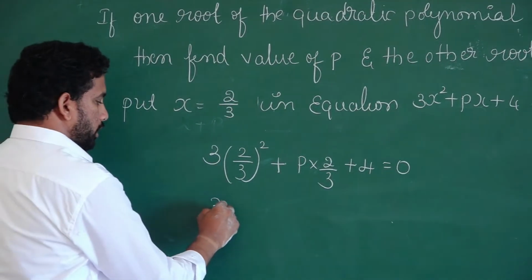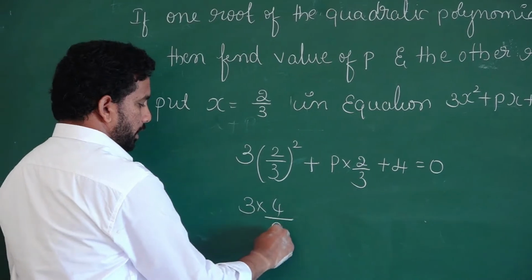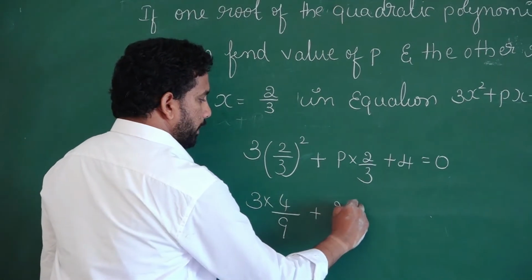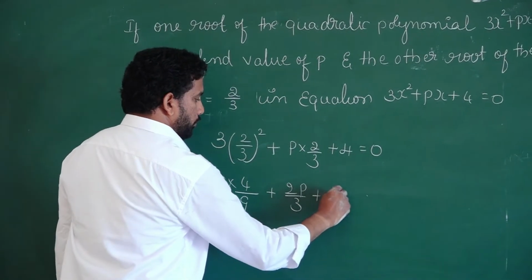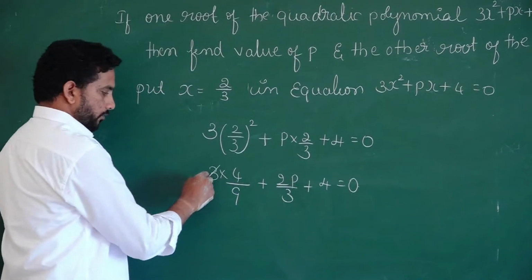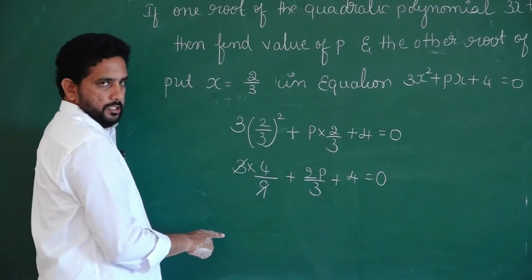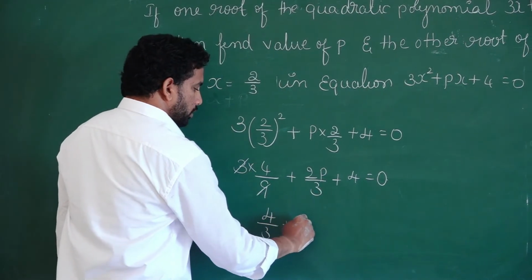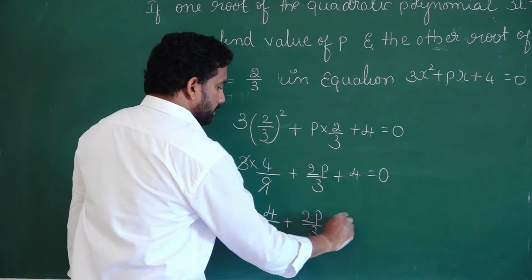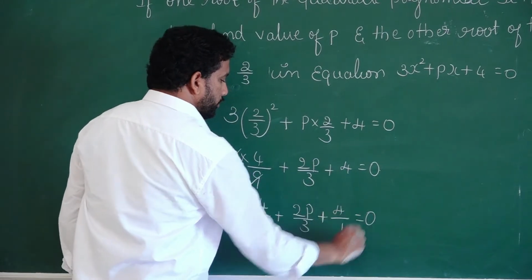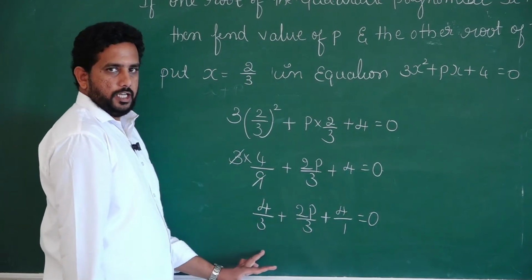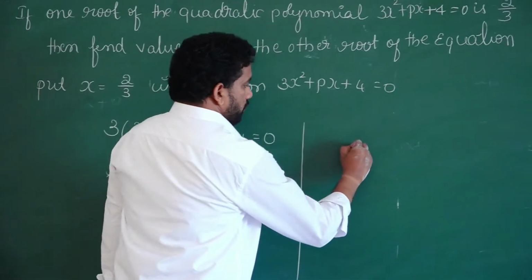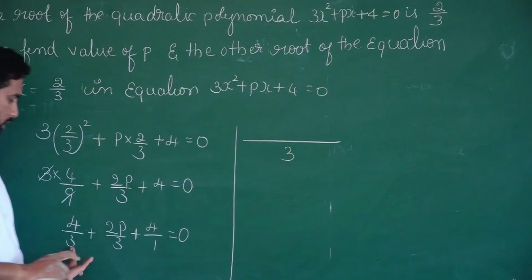So here we get 3 into 4 by 9 plus 2p by 3 plus 4 is equal to 0. Here we can cancel 3 and 9, so we get 4 by 3 plus 2p by 3 plus we can write 4 by 1 is equal to 0. So the LCM of these is 3. So add these three rational numbers.